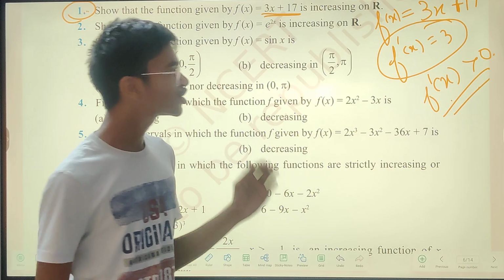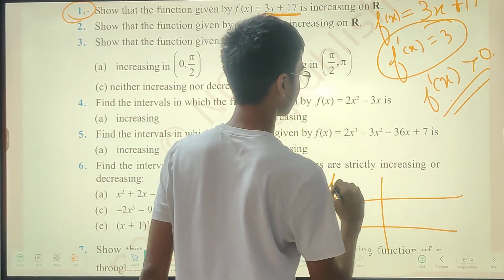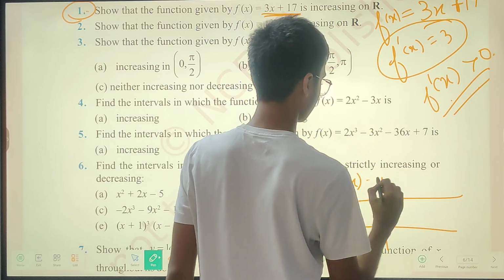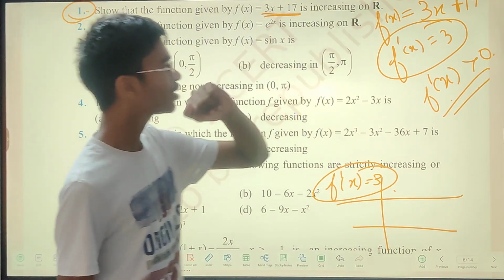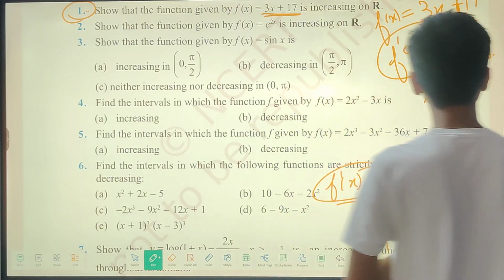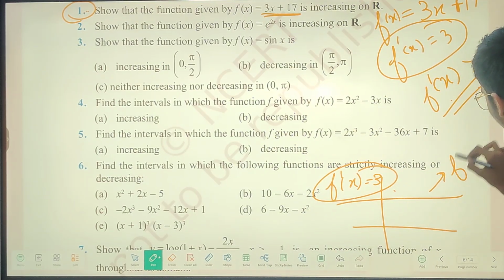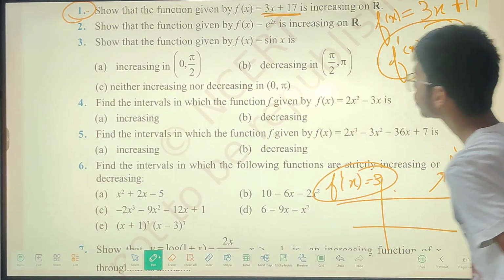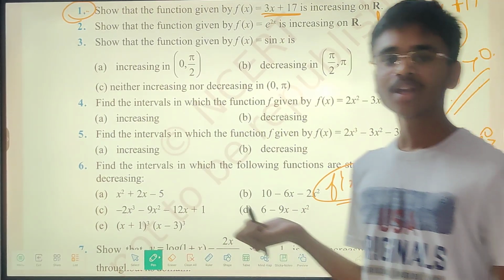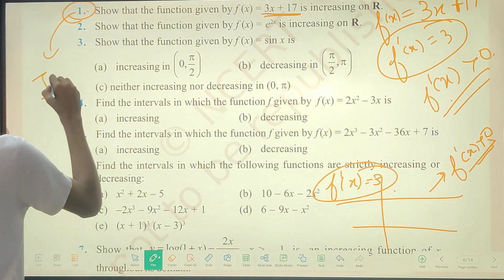So 3 is a constant function, and its graph is always going to be like this. The graph of f dash x is going to be like this. Here you can see that it is a constant function, so automatically it is going to be like this. So f dash x is greater than 0. Whenever it is greater than 0, that means it is increasing.